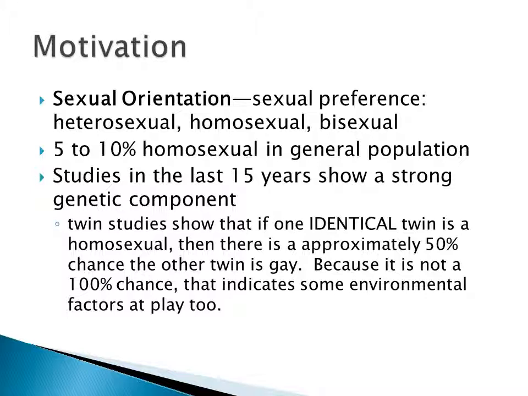Sexual orientation is a sexual preference. There are heterosexual, homosexual, and bisexual, and 5 to 10% of the general population is homosexual. Studies in the last 15 years show a strong genetic component. Twin studies show that if one identical twin is homosexual, then there is an approximately 50% chance that the other twin is gay. Because it is not a 100% chance, this indicates some environmental factors are at play too.